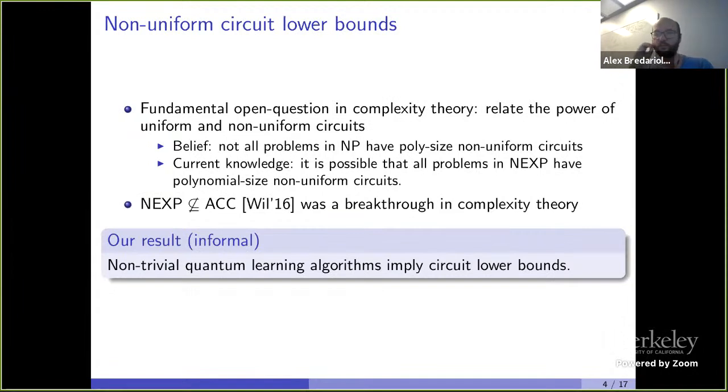And just to establish, at least informally, our result: what we show is that if we can achieve non-trivial quantum learning for some circuit classes, then this implies circuit lower bounds. So this is a surprising way in which quantum algorithms, and more specifically quantum learning algorithms, can help us solve a very important problem in complexity theory.